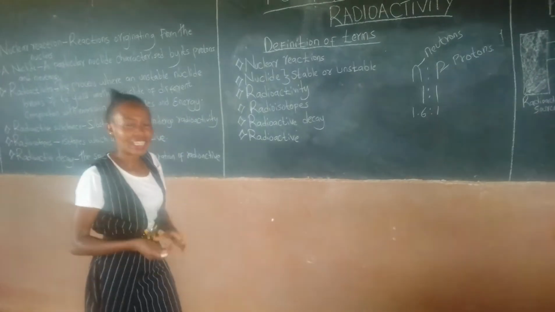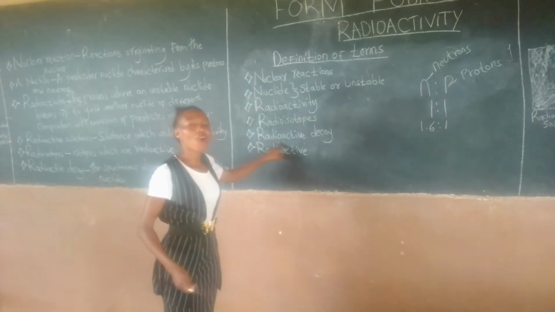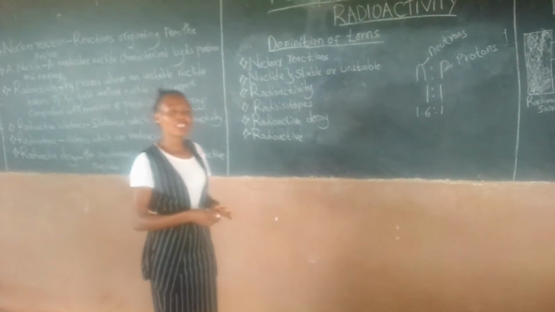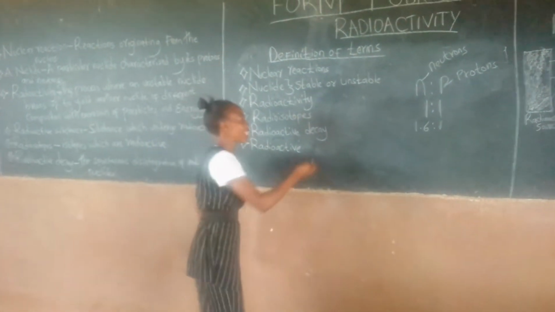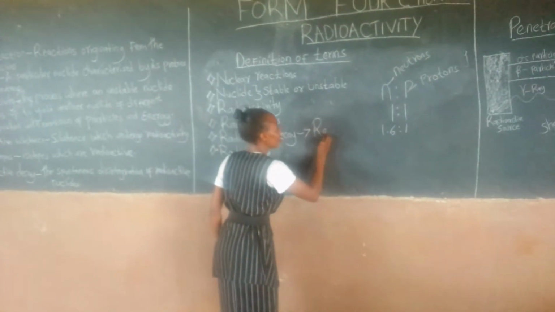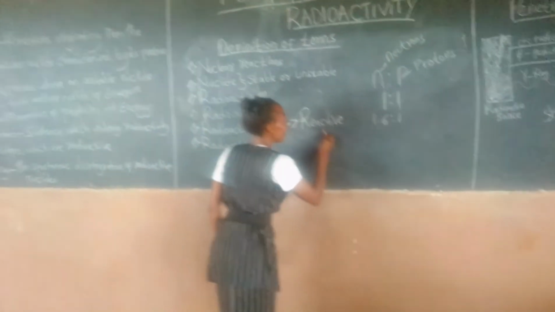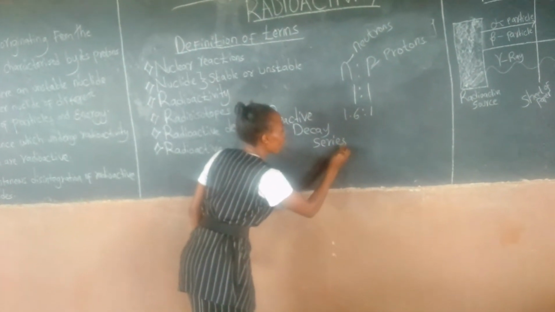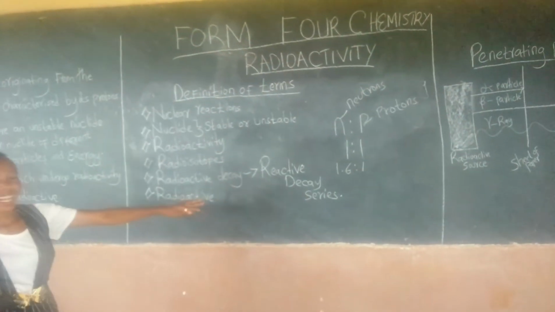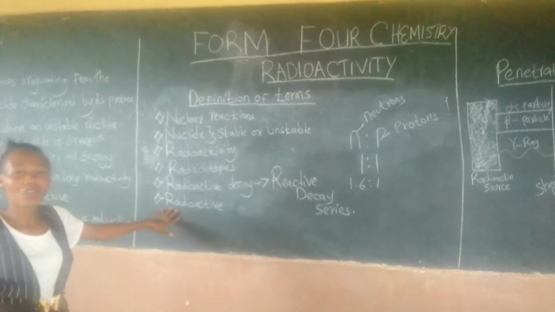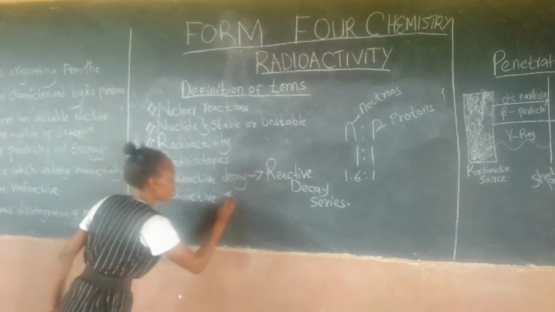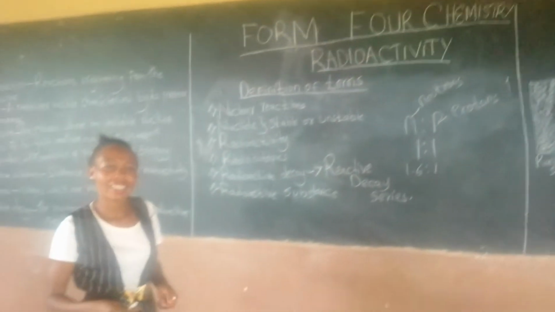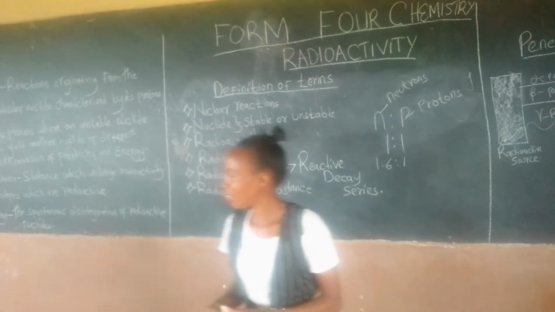There is also another term that we are going to see, and that is radioactive decay. Under radioactive decay, we shall also see the radioactive decay series. From a radioactive decay series, we shall come to a radioactive substance. We are going to see when we say that a substance is radioactive.